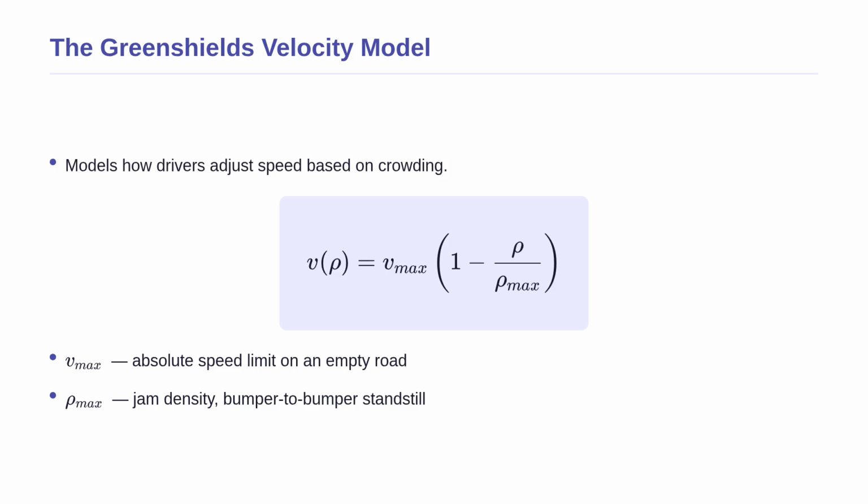We know that human drivers naturally adjust their speed based on how crowded the road is. The Greenshields model captures this behavior mathematically. In this equation, Vmax represents the absolute speed limit drivers choose when the road is completely empty. Rhomax represents the jam density, which is the bumper-to-bumper condition where cars cannot move at all. Notice how the formula works. When the actual density rho is 0, drivers travel freely at maximum velocity. As the density approaches the jam density, the fraction approaches 1 and the velocity drops linearly to 0, bringing traffic to a complete halt.